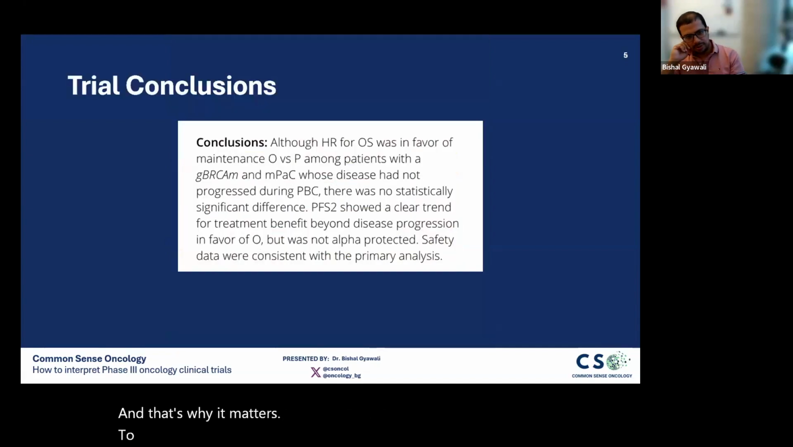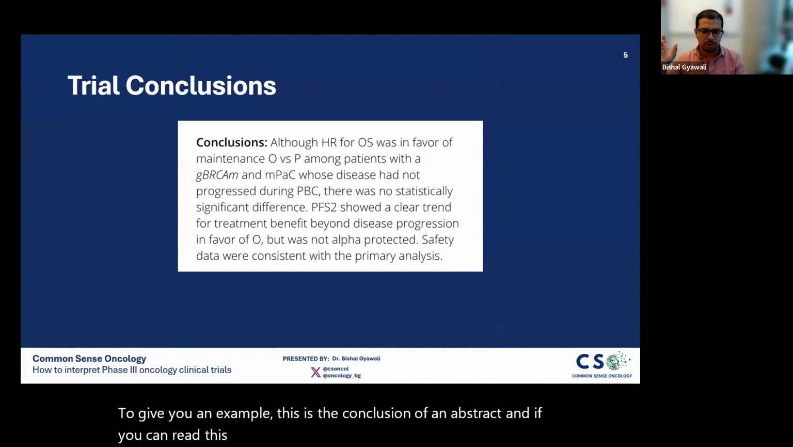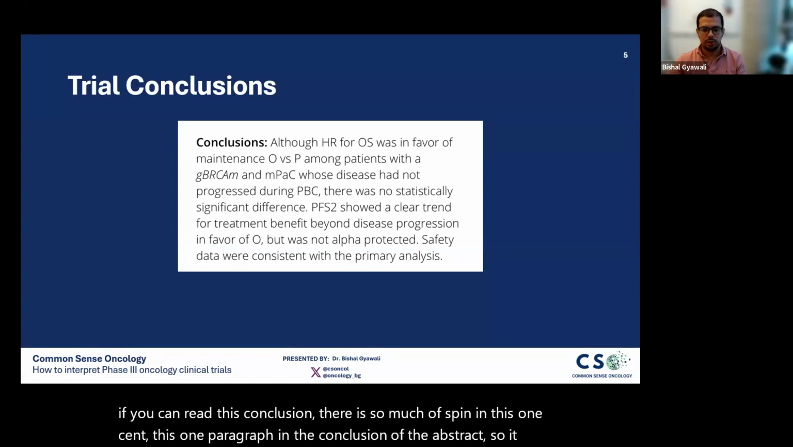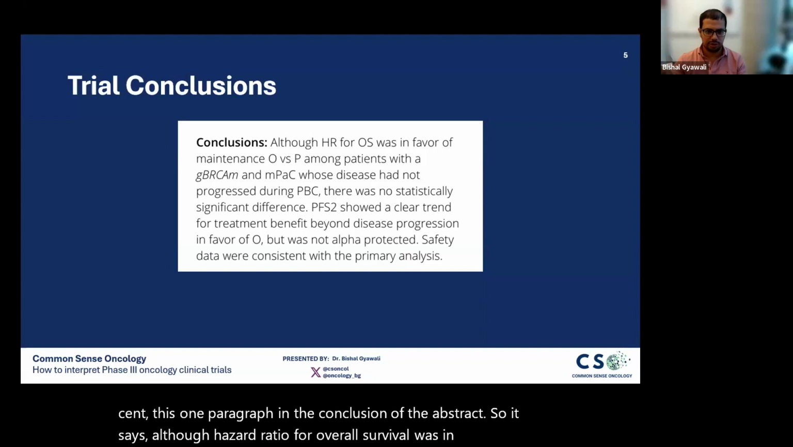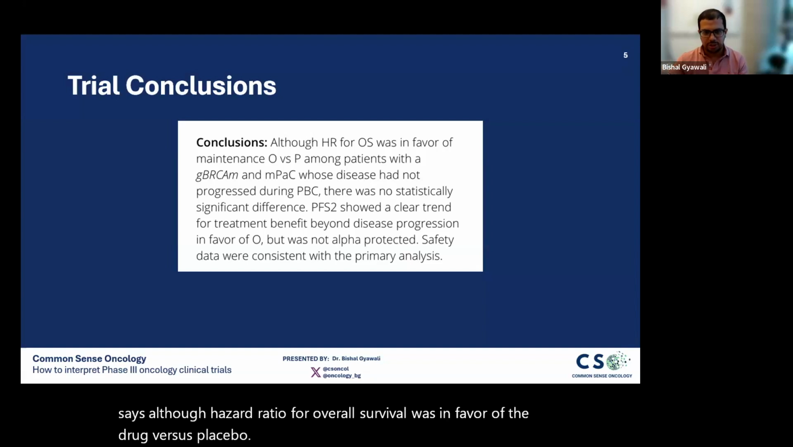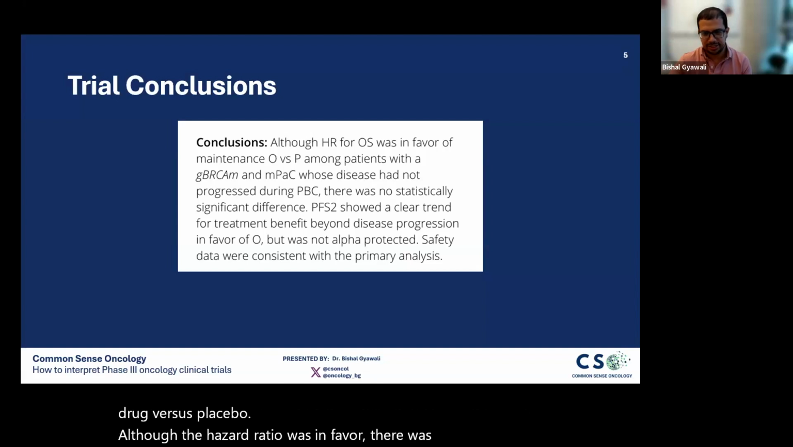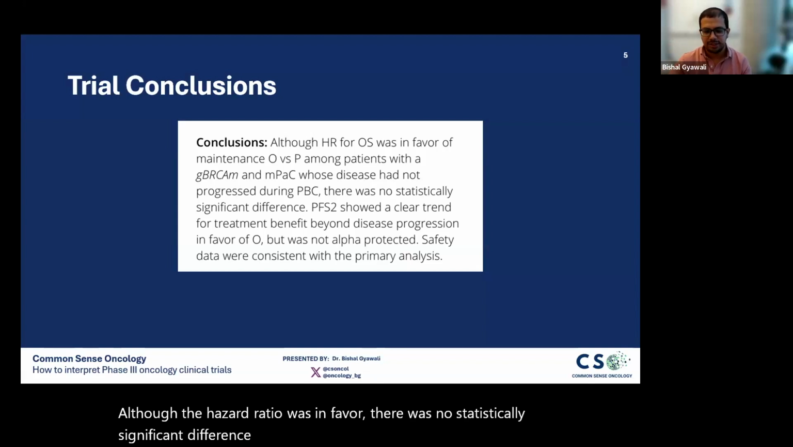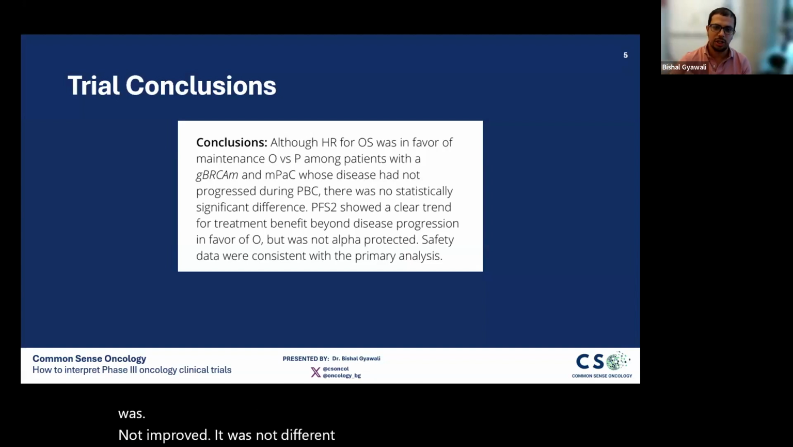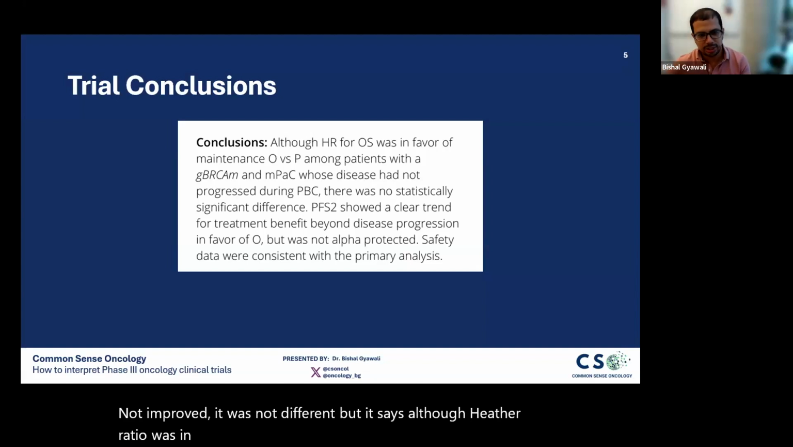To give you an example, this is the conclusion of an abstract. And if you can read this conclusion, there is so much spin in this one paragraph. So it says, although the hazard ratio for overall survival was in favor of the drug versus placebo, there was no statistically significant difference. If I had written this paper, if the industry's professionals had not written this paper, we would have just said the overall survival was not improved. It was not different. But it says, although the hazard ratio was in favor, there was no statistically significant difference.